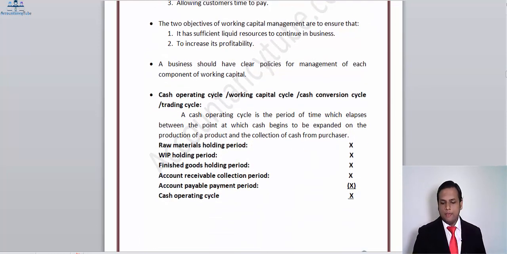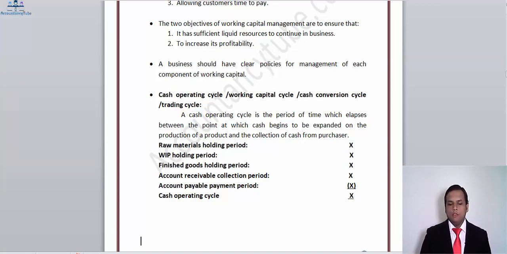First topic over here is the cash operating cycle. It is also called by the name of working capital cycle, cash conversion cycle, or trading cycle. So don't get confused with the name. It all means the same thing over here.